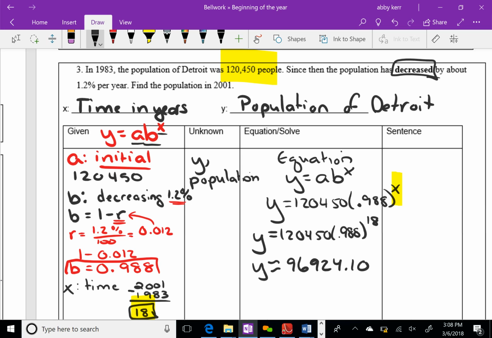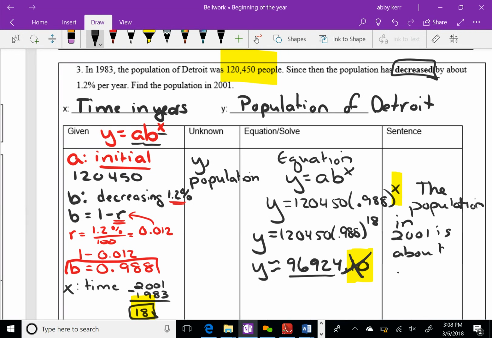Now we are talking about population, so this part right here, we can't have decimals. So since it's 0.1, we're just going to drop it off, and then this is our whole number. So the population in 2001 is about 96,924.